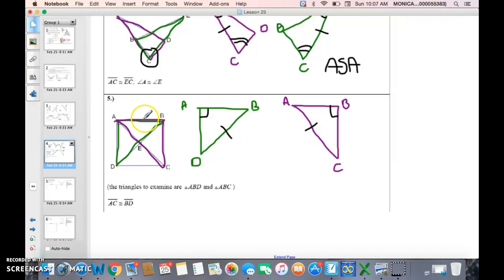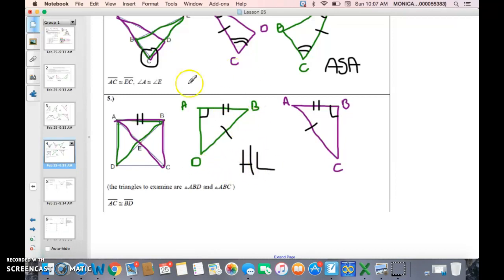Okay, so again, I'm going to look at my picture. I see this line right here is overlapped with 2. So what is that? AB? AB is congruent to AB. And again, that's going to be the reflexive property. And I can see now that because I have a right angle, I've got a leg and a hypotenuse. So I'm going to call this HL.